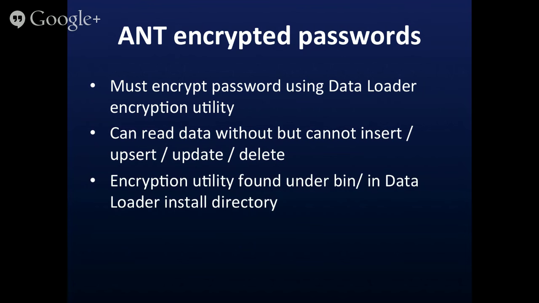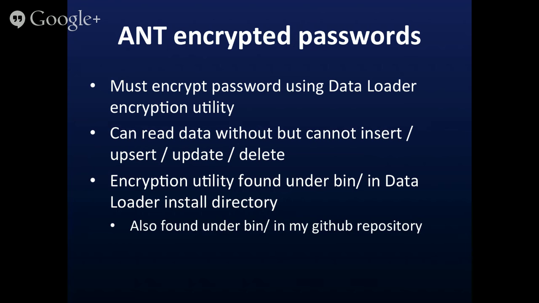If you go into the data loader install directory, it's found under the bin directory, but it's also in the bin directory in my GitHub repository. So that's another thing that I always put in my directories in Git when I'm setting up for a new org. I always just create a copy of the data loader encryption utility and put it out there, and that way I know I'm good to go with it, and I have it if I need it, and I don't have to go hunt around in the file system to look where data loader is installed.